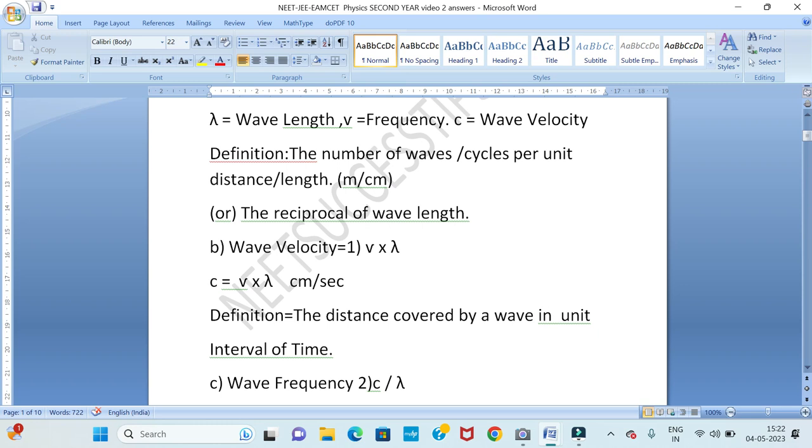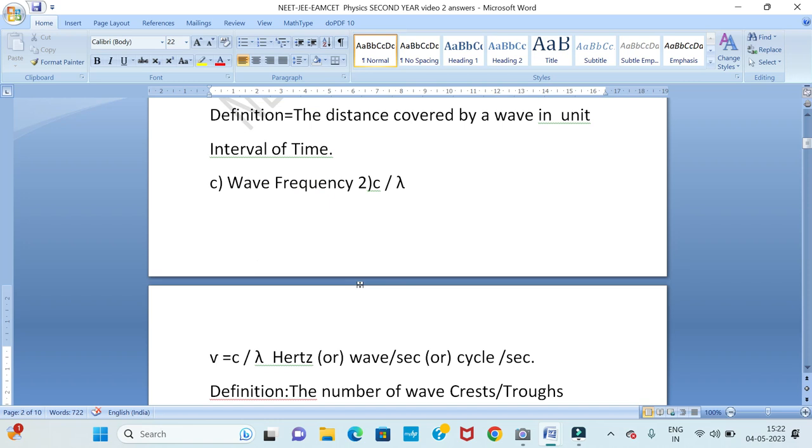What is the definition? The distance covered by a wave in unit interval of time is called wave velocity. So this is capital V, this is small v. Frequency into lambda. Lambda means wavelength. The unit is centimeter per second.